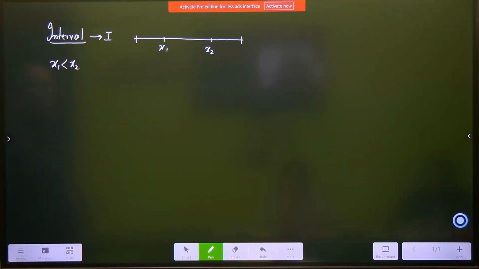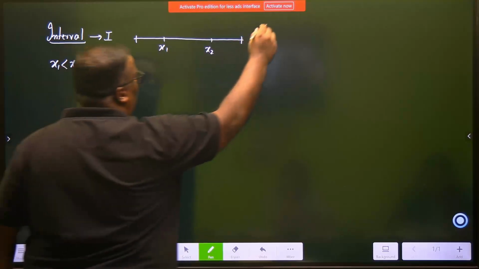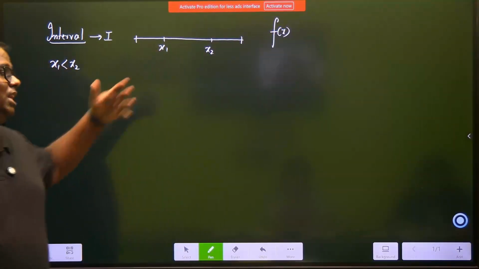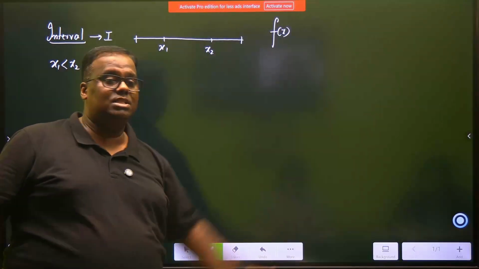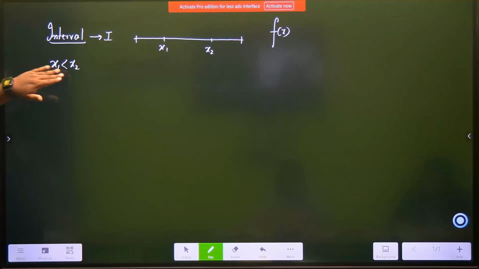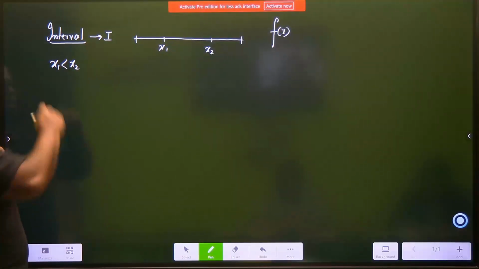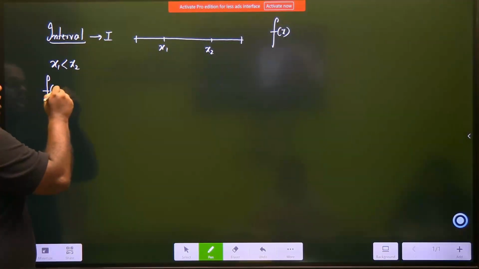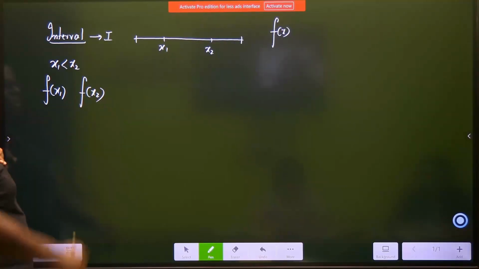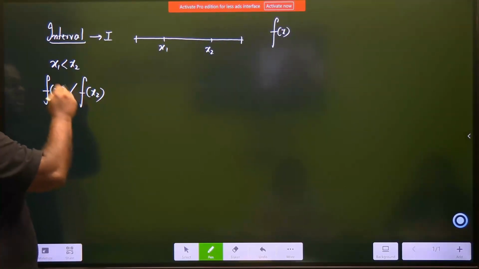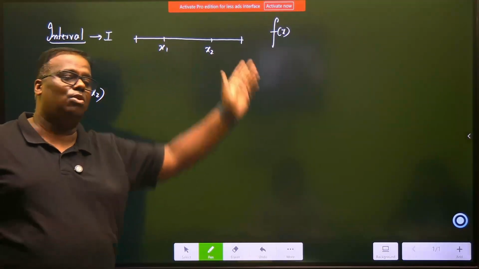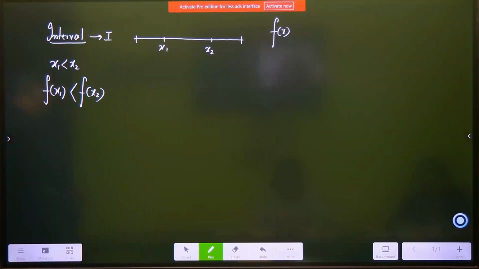Got it? And our whole discussion is about a function f(x). We want to find out what is the nature of this function. Does it increase? Does it decrease? Does it somersault? Whatever it is. So we take 2 points x1 and x2, and then we find the values of f(x1) and f(x2). And we are able to find a relation that if x1 is less than x2, then the function values also follow a similar trend of relation.